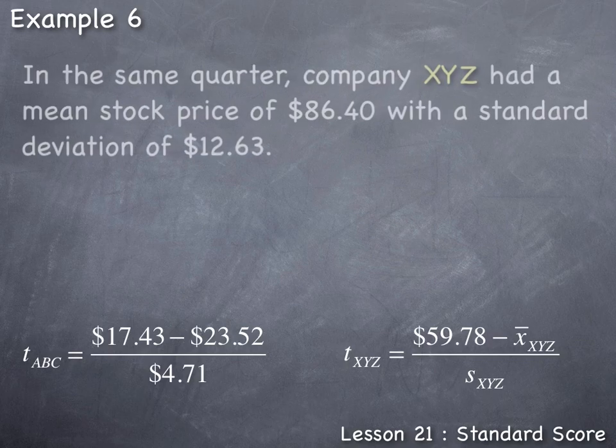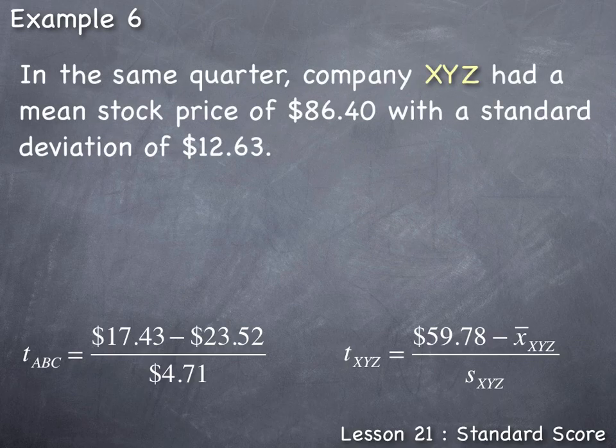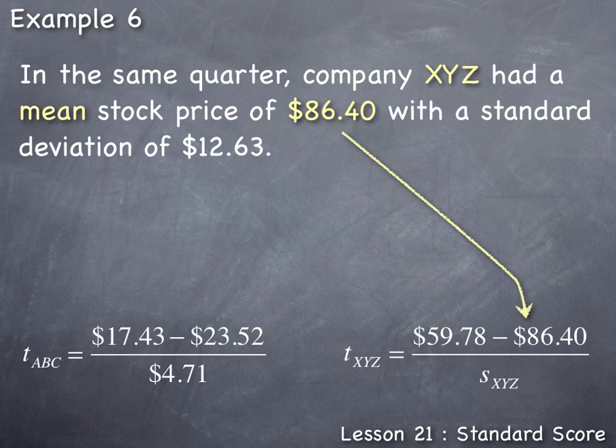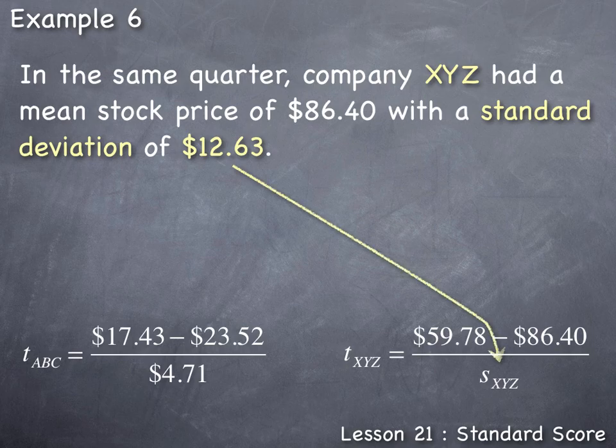In that very same quarter, company XYZ had a mean stock price of $86.40, giving the X bar for company XYZ that quarter of $86.40. So we'll input that value into the standard score formula for company XYZ. It also had a standard deviation of $12.63. So S, the sample standard deviation that quarter for company XYZ, is $12.63. So we input that value into the standard score formula.